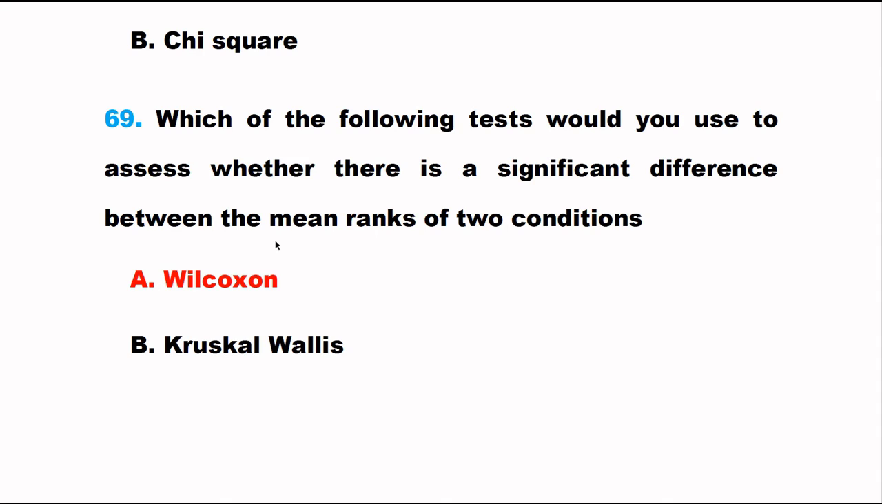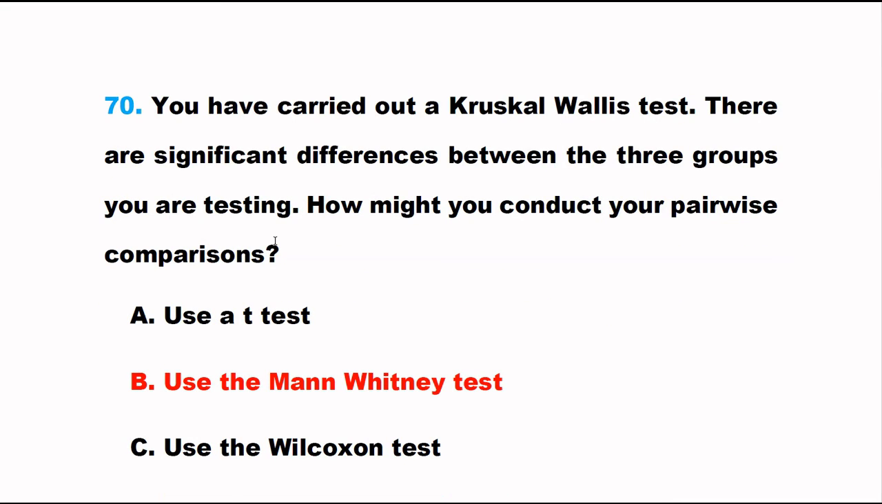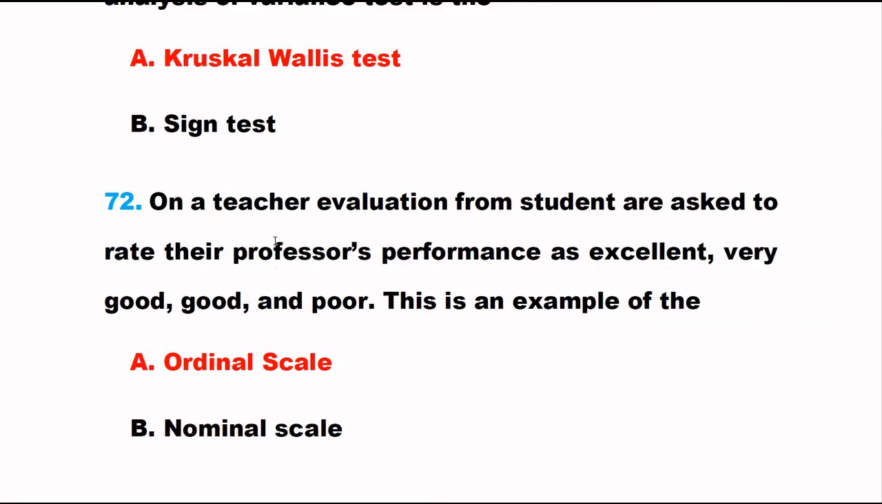What symbol is used to represent the statistic resulting from a Kruskal-Wallis analysis completed by hand? H. Which of the following tests would you use to assess whether there is a significant difference between the mean ranks of two conditions? Wilcoxon. You have carried out a Kruskal-Wallis test and there is a significant difference between the three groups you are testing. How might you conduct your pairwise comparison? By using the Mann-Whitney test. A non-parametric version of parametric analysis of variance is the Kruskal-Wallis test.